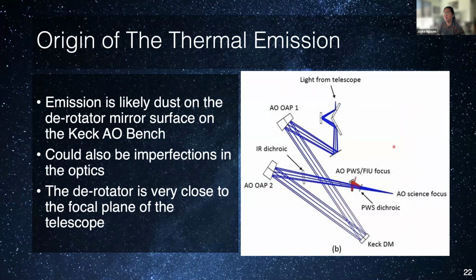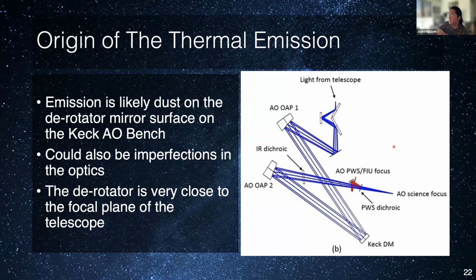And so we think that the de-rotator is likely dust. We think the thermal signal is pretty much just coming from dust on the mirror surface of the Keck. Sorry, we think that the emission is primarily dust on the surface of the mirror of the de-rotator. It also could be imperfections of the optics.